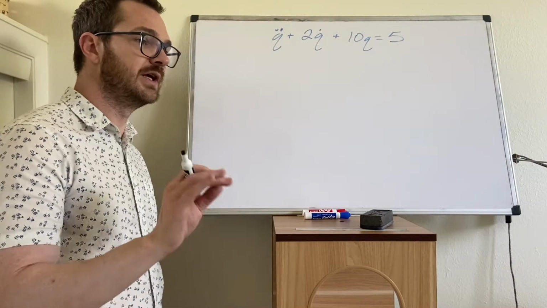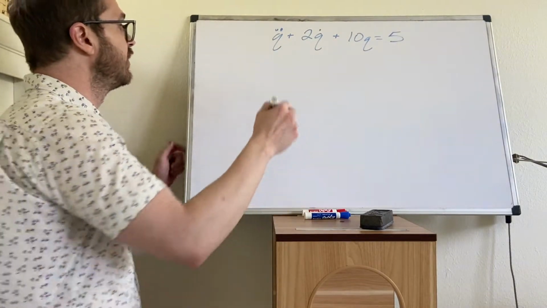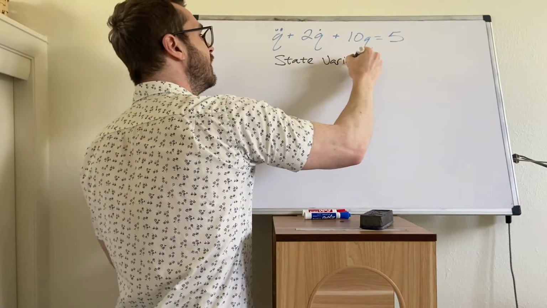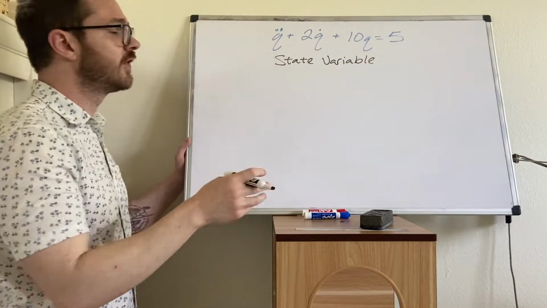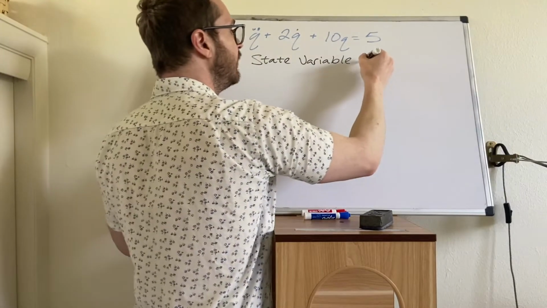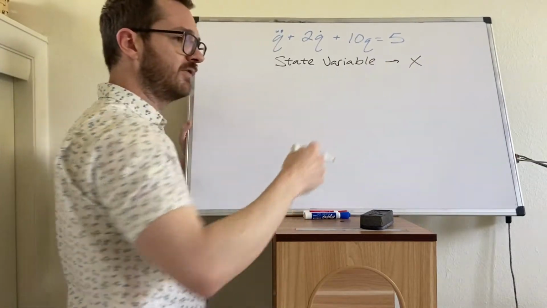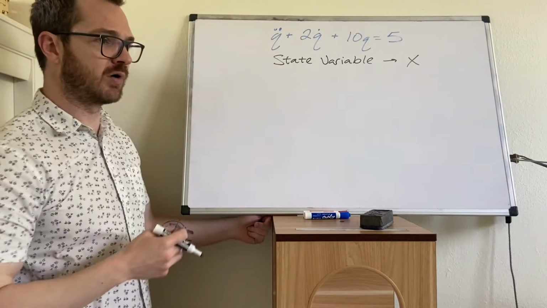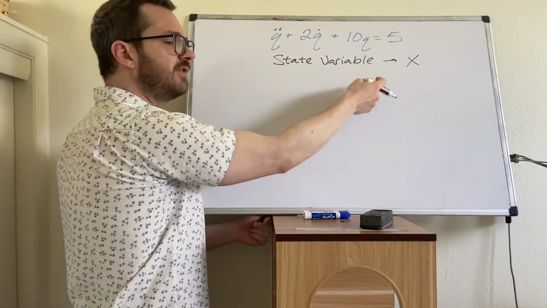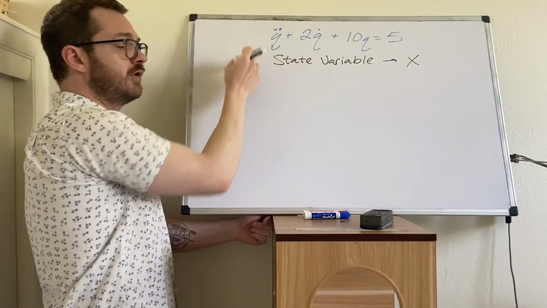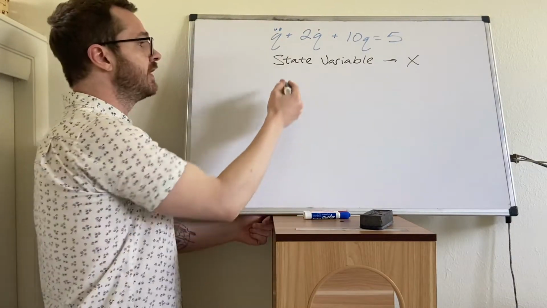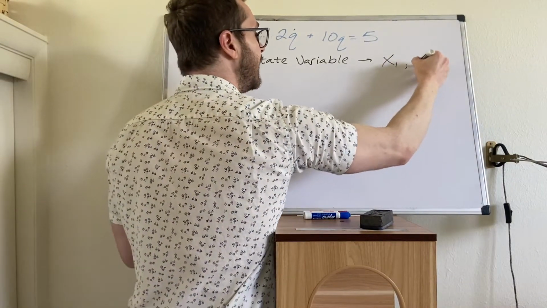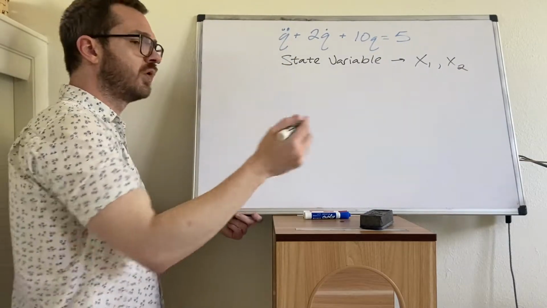To convert this equation into two first order differential equations, we're going to use state variables. And all that means is we're going to convert this equation from q's into, usually we use x's for state variables. We just have to find some way to recast the problem. Now, how many state variables do we need? Well, what was the order of the equation? Second. That means we need two state variables. So we need x1 and x2.